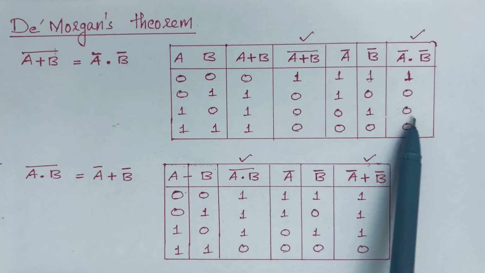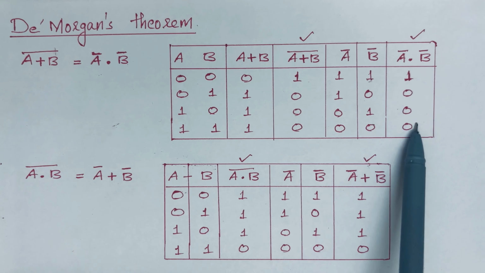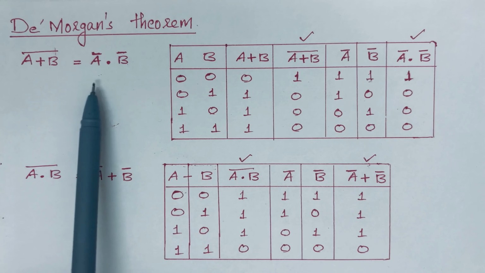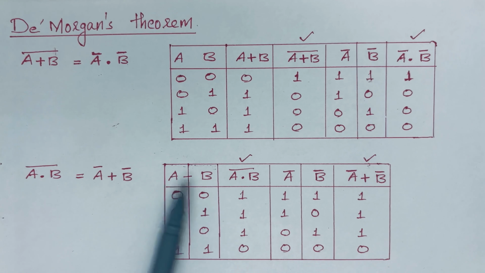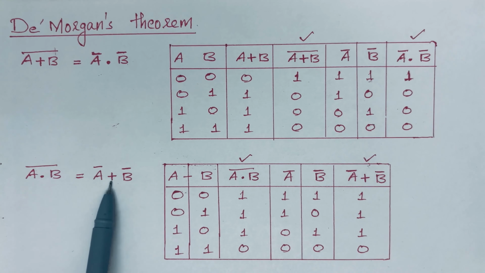Now check the LHS and RHS. It is 1, 0, 0, 0 and RHS is also 1, 0, 0, 0. So this is the proof for the first De Morgan's theorem. Same way we can prove the second De Morgan's theorem also. A dot B the whole bar is equal to A bar plus B bar.